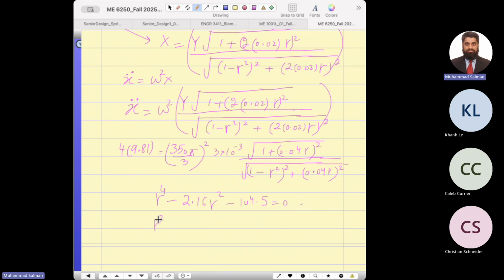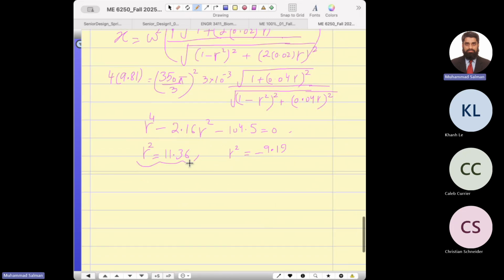That will give you r square equals 11.36, and another r square is negative 9.19. So use this positive value and plug it in k. So what is my r? R square equals omega square over omega n square. So from here, what is my k value? So I can write down omega square, which is 350 pi over 3 whole square.